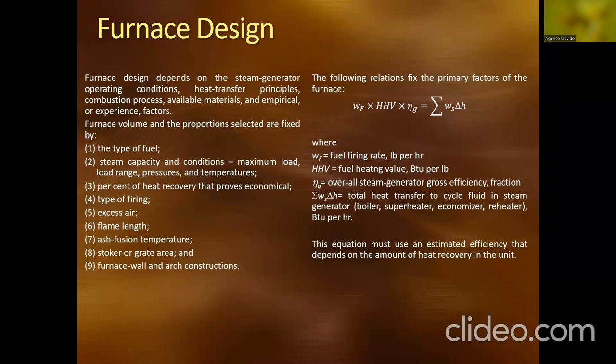So the following relation fixes the primary factors of the furnace: WF times HHV times ηG is equal to the summation of WS delta h, where WF is the fuel firing rate in pounds per hour, HHV is the fuel heating value in BTU per pound, and ηG is the overall steam generator gross efficiency fraction. The summation of WS delta h is the total heat transfer to cycle fluid in the steam generator, the boiler, superheater, economizer, and reheater, in BTU per hour. This equation must use an estimated efficiency that depends on the amount of heat recovery in the unit. The fuel you feed, how much capacity it has to deliver to the furnace.